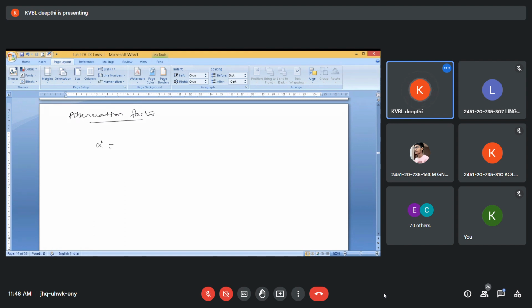Attenuation factor alpha. What is the equation? It is root of (Rg minus omega square LC) whole square plus omega square into (Lg plus Rc) whole square, by 2. This is the equation we got.